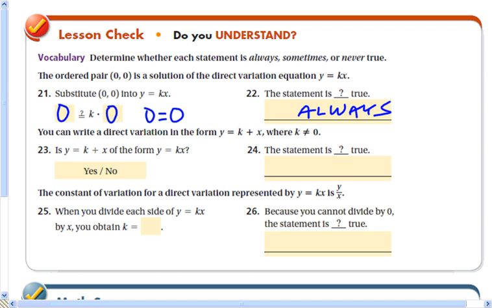Is y = k + x of the form y = kx? I don't think so. So the statement is never true. And when you divide each side of y = kx by x, you obtain k = y divided by x. That is true unless x is 0. Because you cannot divide by 0, this statement is sometimes true, pretty much always true, but we have to take into consideration the unlikely condition where we're dividing by 0.